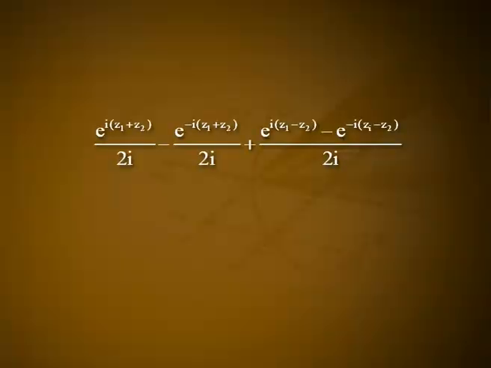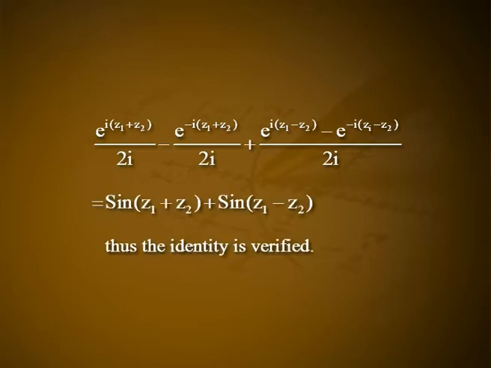On multiplication, this reduces to 1/2i times e^(i(z1+z2)) minus 1/2i times e^(−i(z1+z2)) plus 1/2i times e^(i(z1−z2)) minus e^(−i(z1−z2)), which is equal to sin of (z1 + z2) plus sin of (z1 − z2). Thus, the identity is verified.